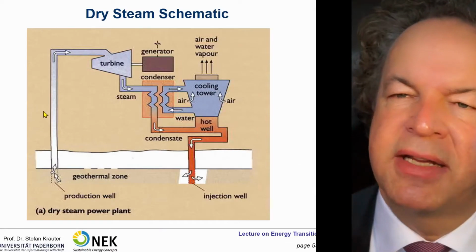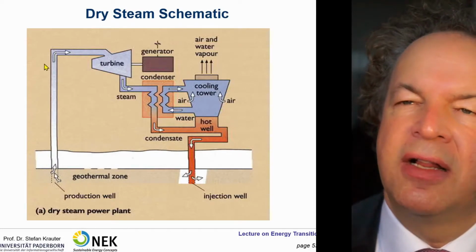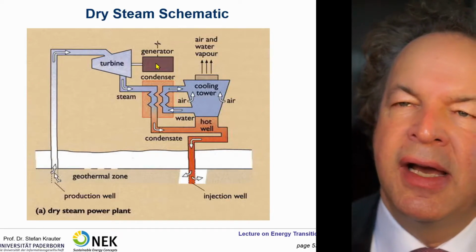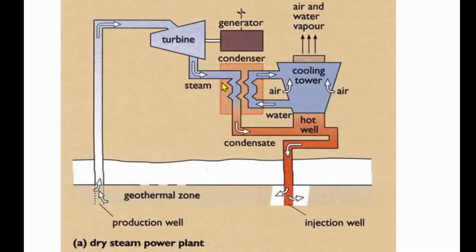Here you have the schematic here. So you have the production well from the geothermal zone. You have then the turbine and the generator. There is still steam. In order to be pumped back, you have to cool it down. You have the condenser here, and then the steam is transformed into liquid, and this condensate can be pumped back into the ground via an injection well.